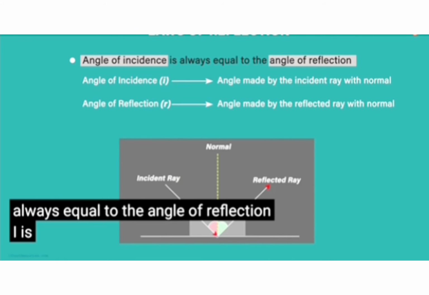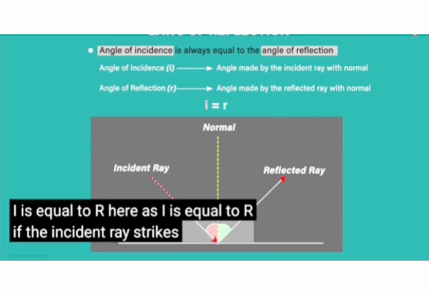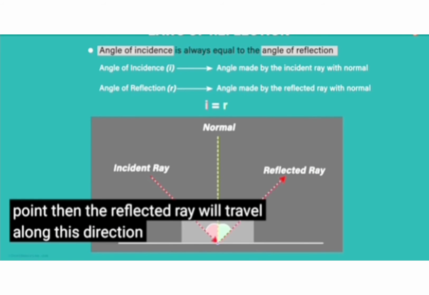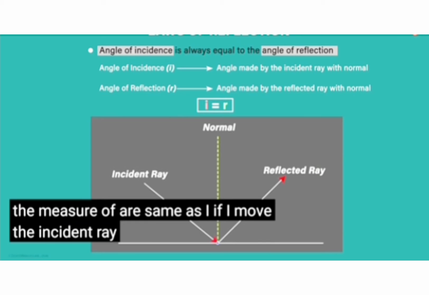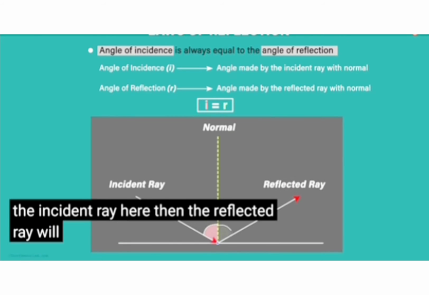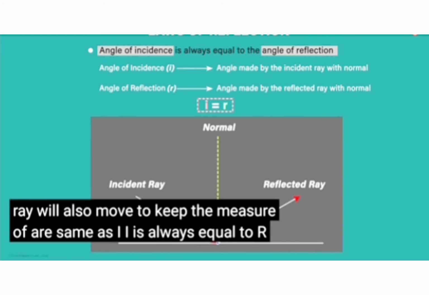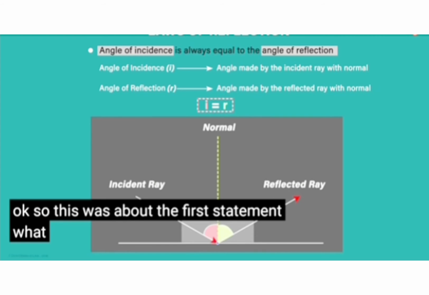Here, as angle I is equal to angle R, when the incident ray strikes at the point, the reflected ray will travel along the direction only so as to keep the measure the same as I. If I move the incident ray here, then the reflected ray will also move to keep the measure of R the same as I, always equal to R. Okay, so this is the first law of reflection of light.